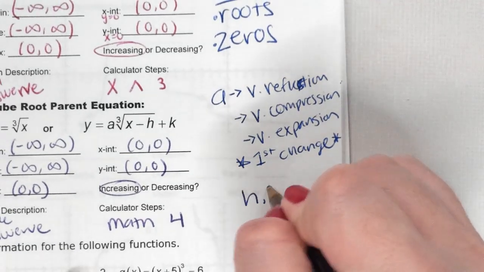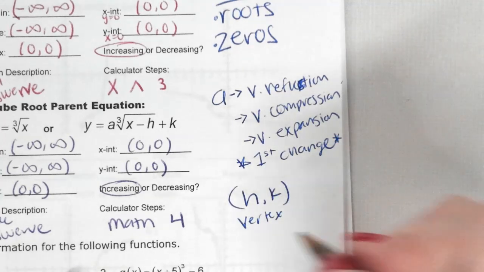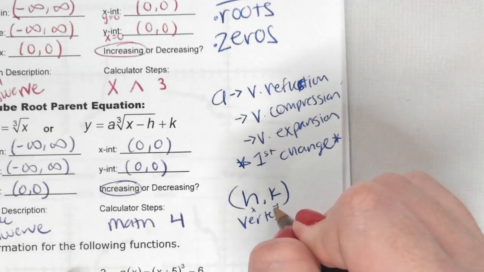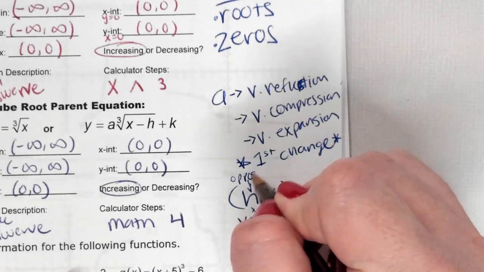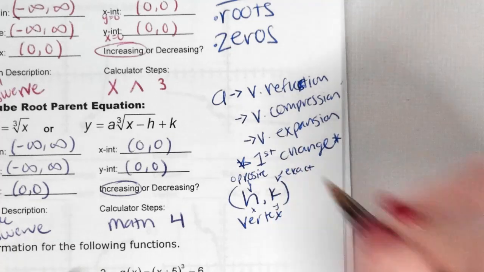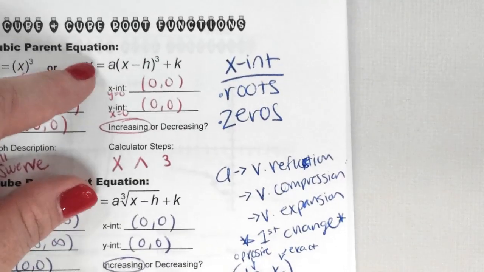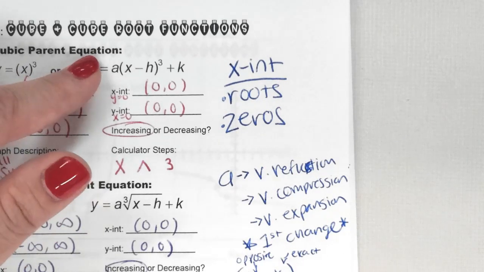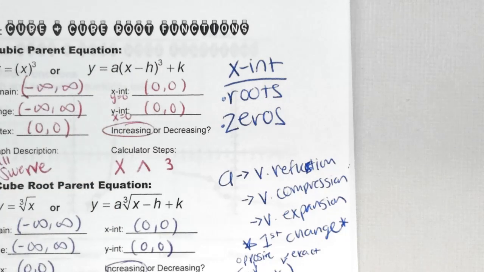Now, (H, K) is your vertex. H is your X, K is your Y. And I want you to remember H is opposite because that's your inside change. And the K is exact because that's your outside change. Do you notice these look almost exactly the same as the quadratic and the square root? They just have the 3 instead. Okay?